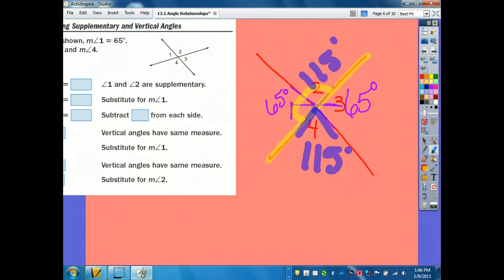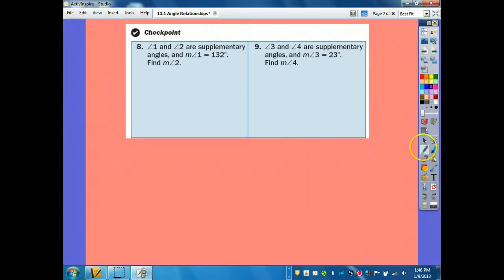But we also have more straight angles, so does this straight angle equal 180? Yeah. How about this one? Yeah. How about this one? Isn't this beautiful how that works? It's like art. It's beautiful angle art. Next page.